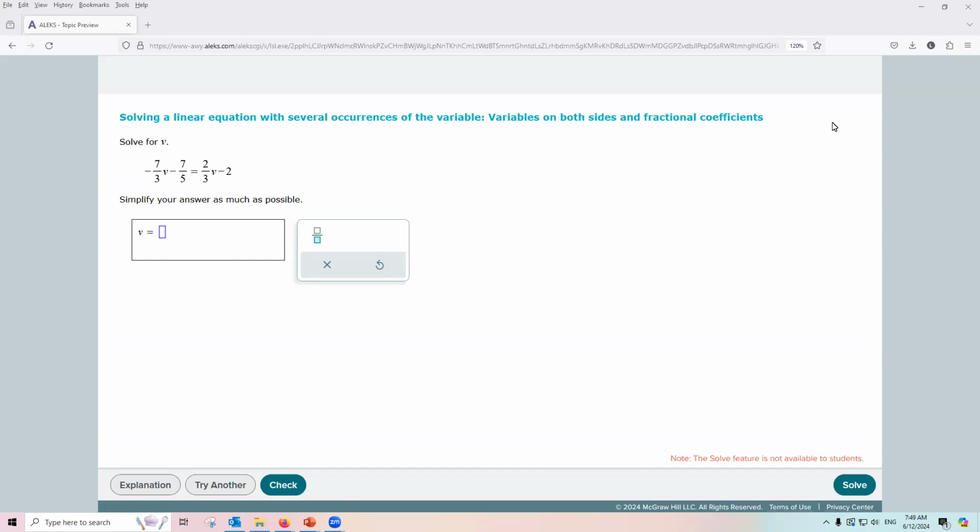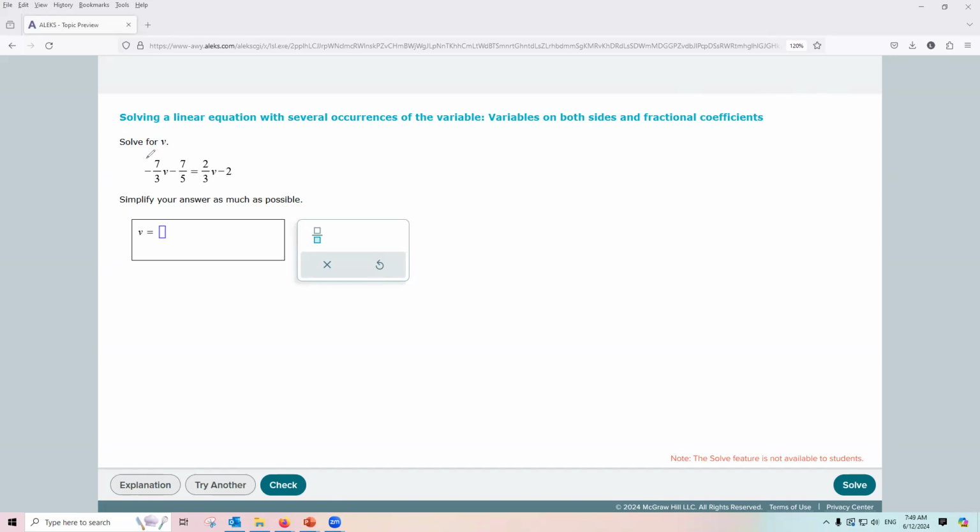I'm here in Module 3, and the topic here is solving an equation with several occurrences of a variable. Now, notice this equation is kind of messy because it has fractions. Let me write the equation.